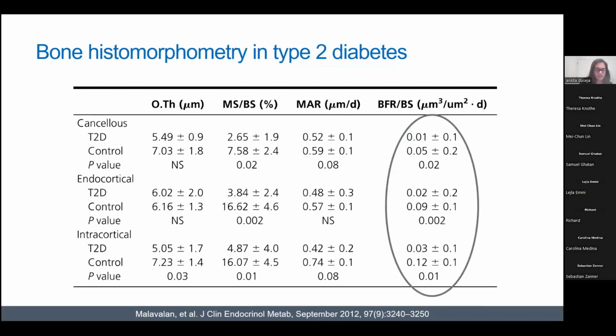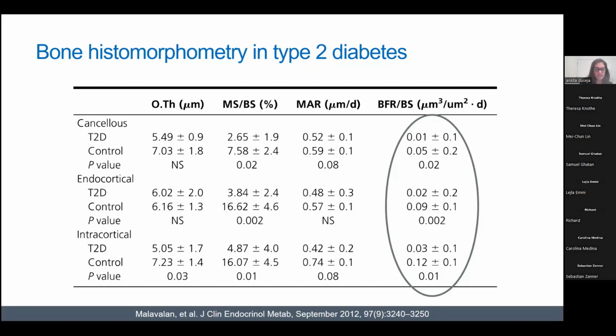This shows what happens in the three envelopes of the bone, which are the cancellous bone, the endocortical part, and the intracortical part of the bone. And the variable that I found most important and useful to interpret bone turnover markers is the bone formation rate divided by the bone surface over here in the last column. You can see that for type 2 diabetes, there's about a fifth of that in controls. So there's quite a clear reduction in bone turnover measured on the bone biopsies.